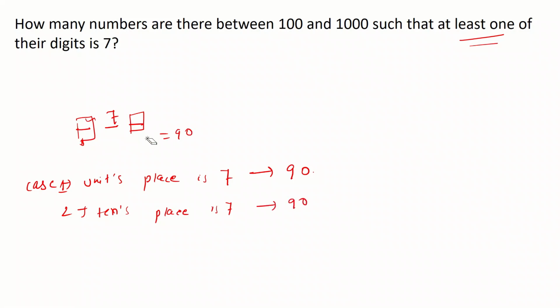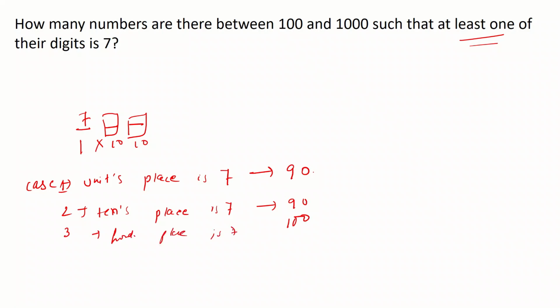Alright, and now for the last case, where we have 7 in the hundreds place. So this can be filled up in only one way. This can be filled in 10 ways, and this can also be filled in 10 ways, because now we have no restriction. So we have 100 options in all for case 3, where 7 is filled up in the hundreds place. So in all, how many numbers can you form? 100 plus 90 plus 90, which is 280.